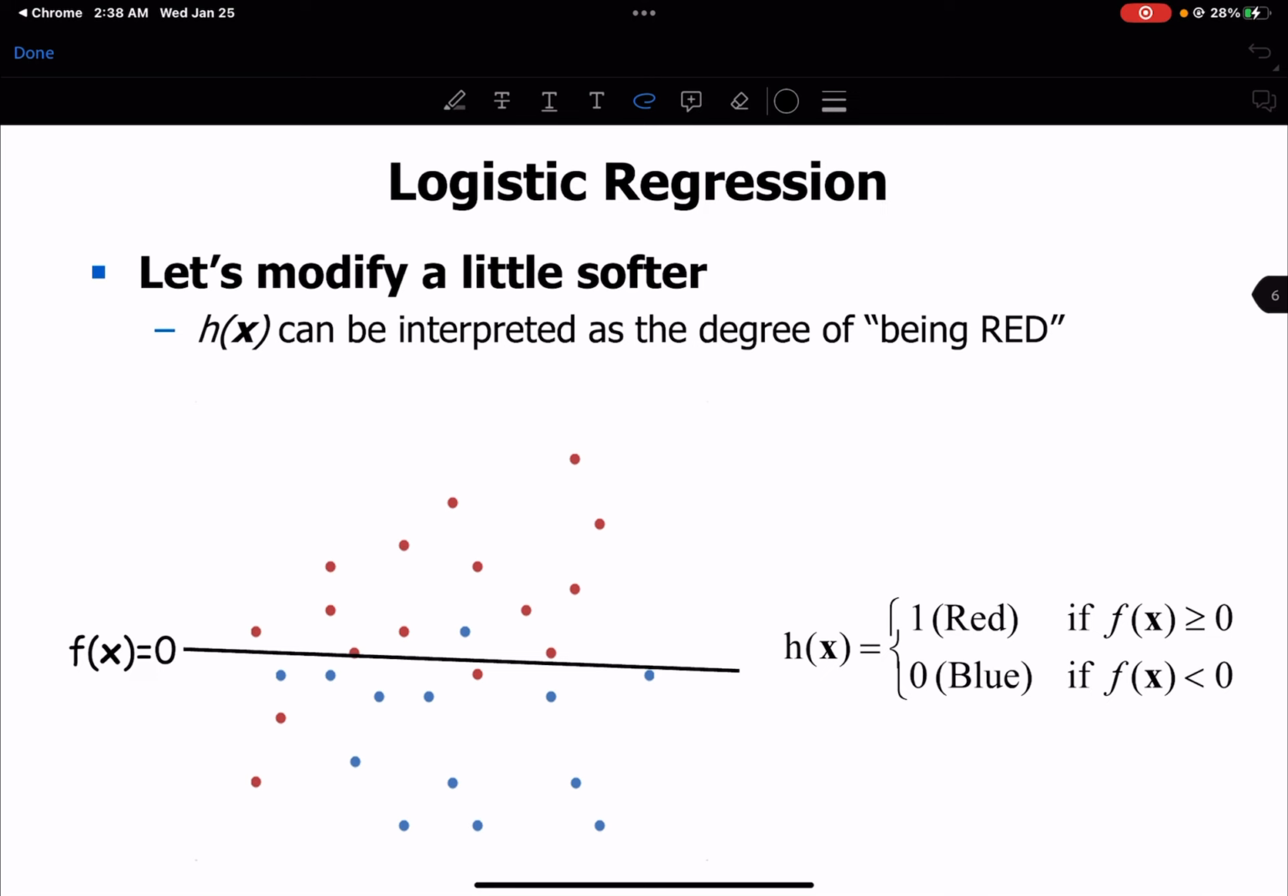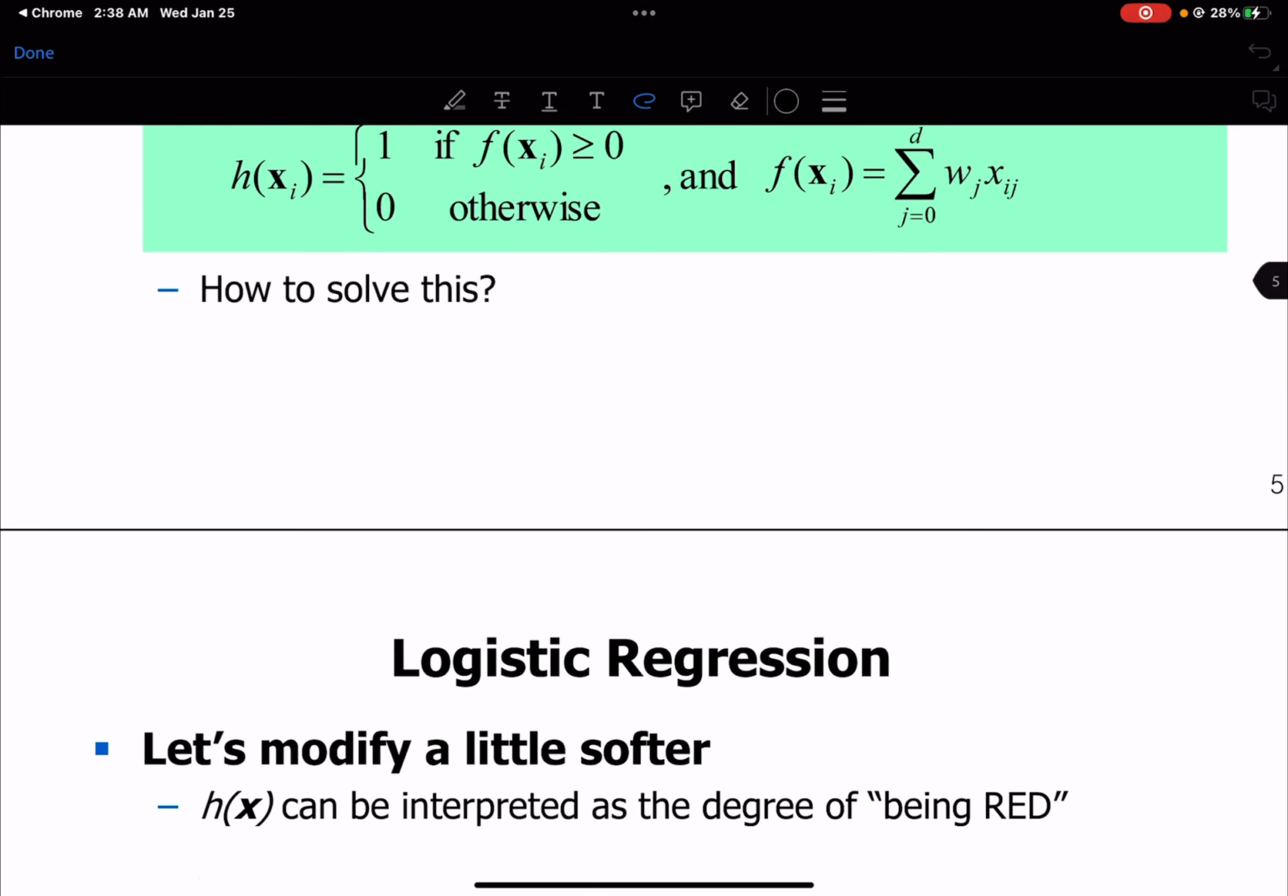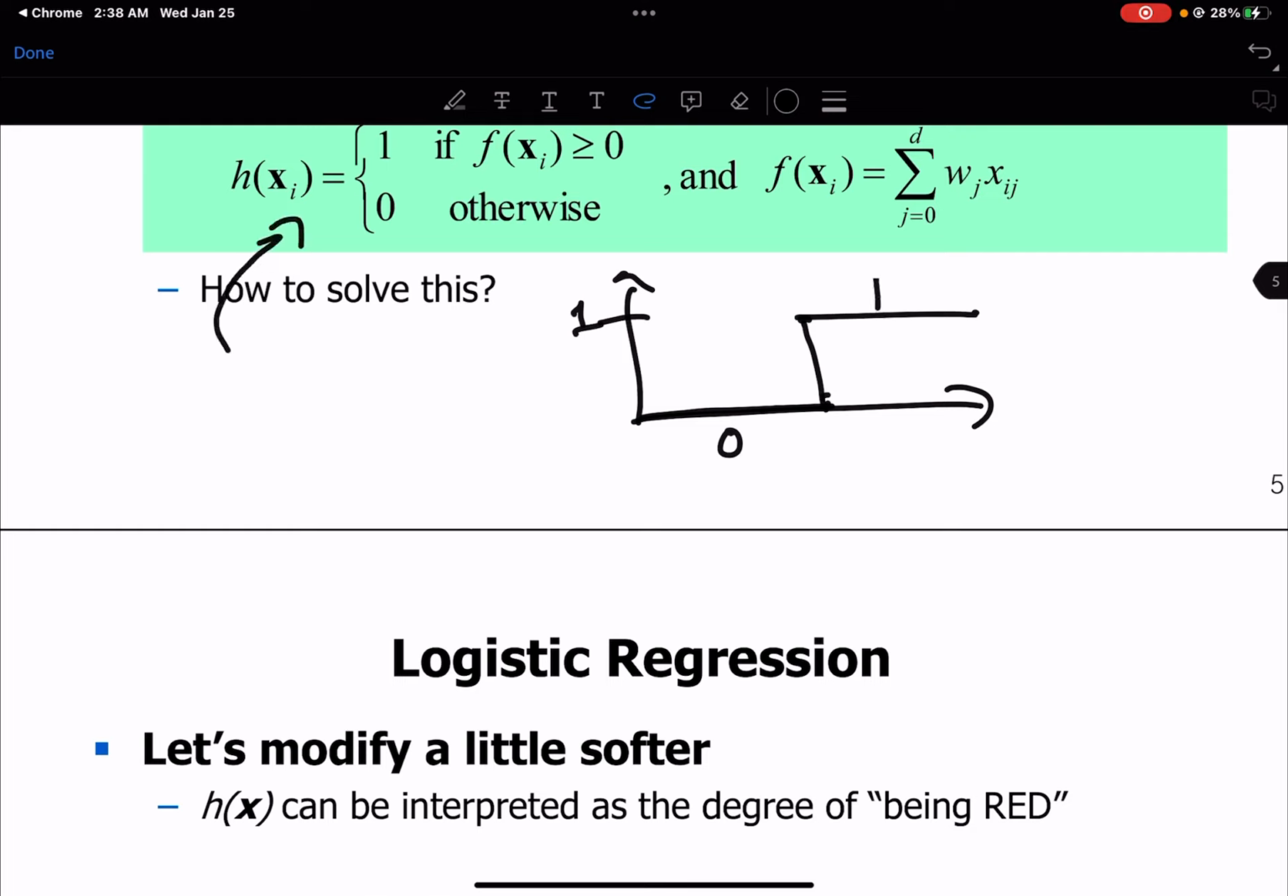But here we can see it is a very hard decision. If this level is 1 for a value, at this point either we are here or we are here. This classifier is doing this. Either you are 0 for all other criteria.